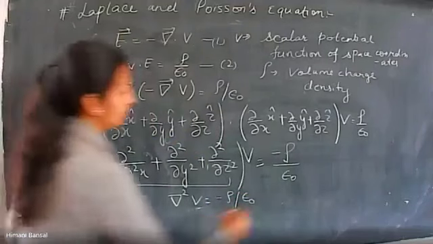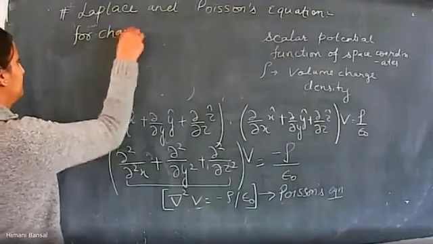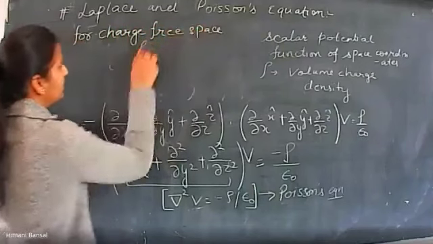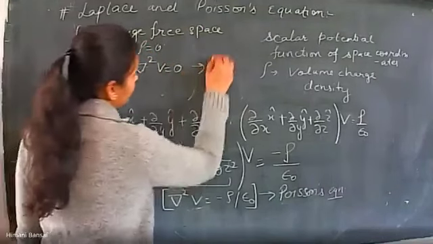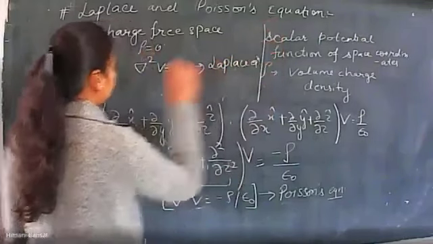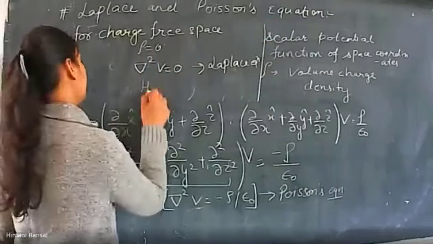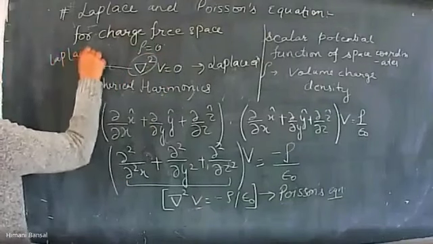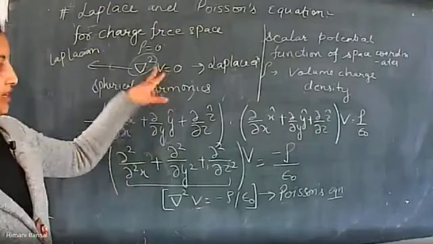This equation is known as the Poisson equation. In free space, rho is equal to 0, so del square V becomes 0. This is known as the Laplace equation. Solutions of these equations are known as harmonics. This del square is known as the Laplacian. So this is a proof of the Poisson equation and the Laplace equation.